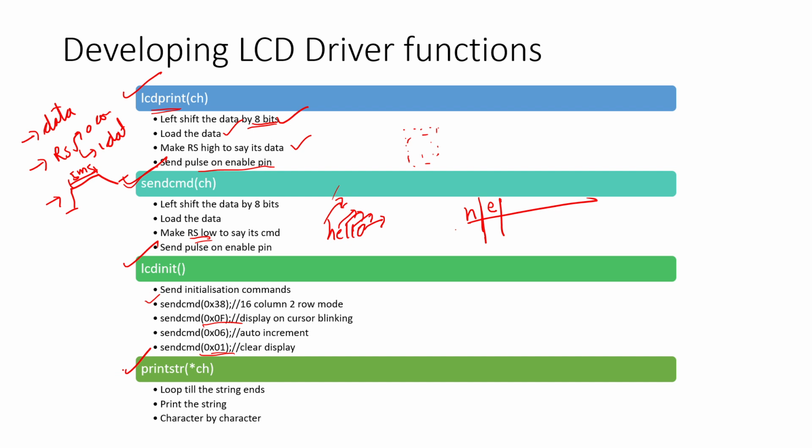And finally, this is known as the print str function. In print str, for example, if I want to print hello, I can't keep on sending H, E, L, L, and O one by one. So for that, I'll define a function known as print str. It will directly accept hello, and it will take care of looping through the string and sending character by character using the LCD print function internally.